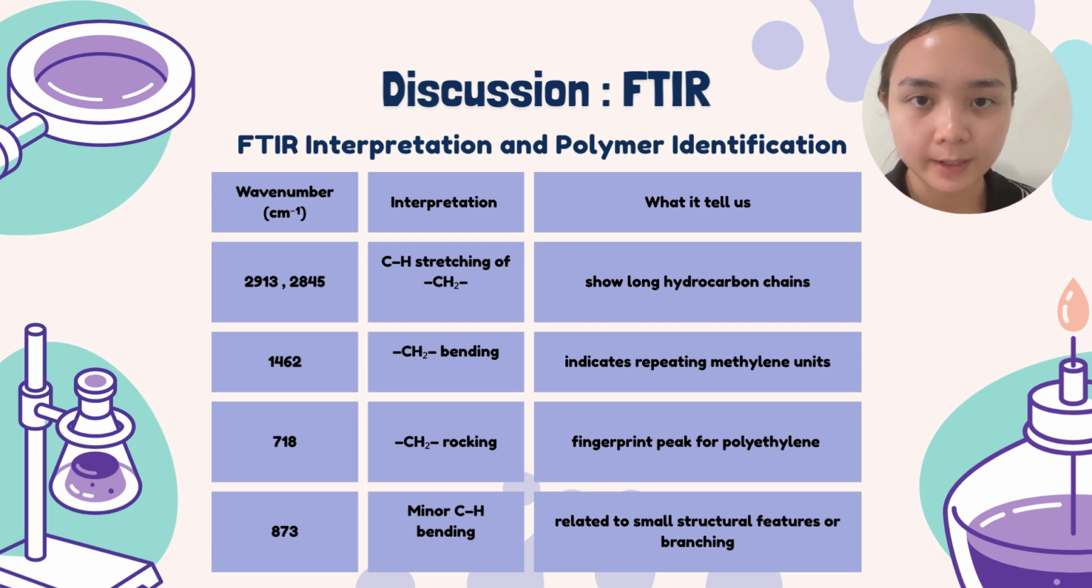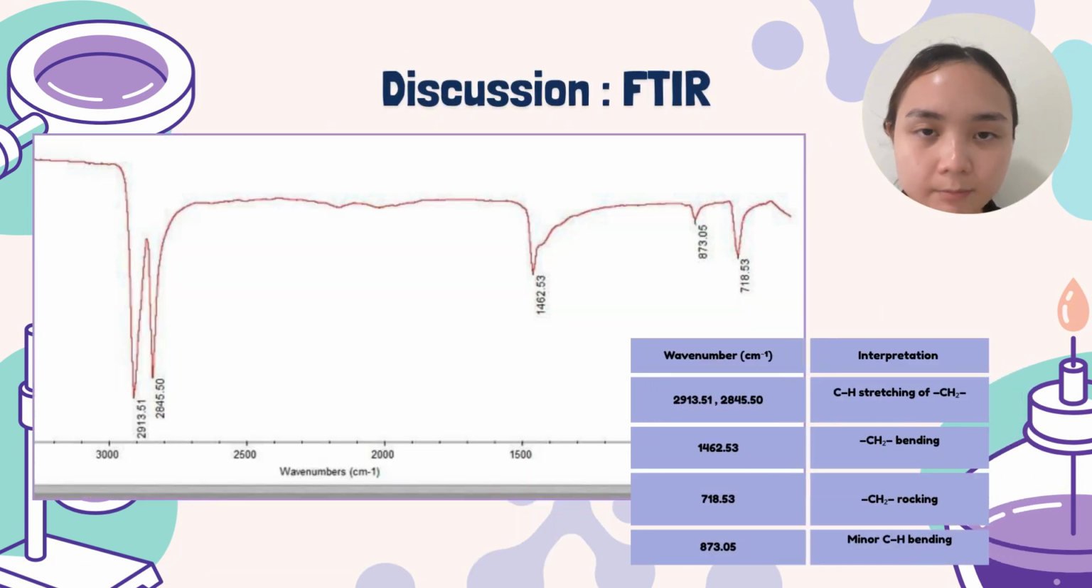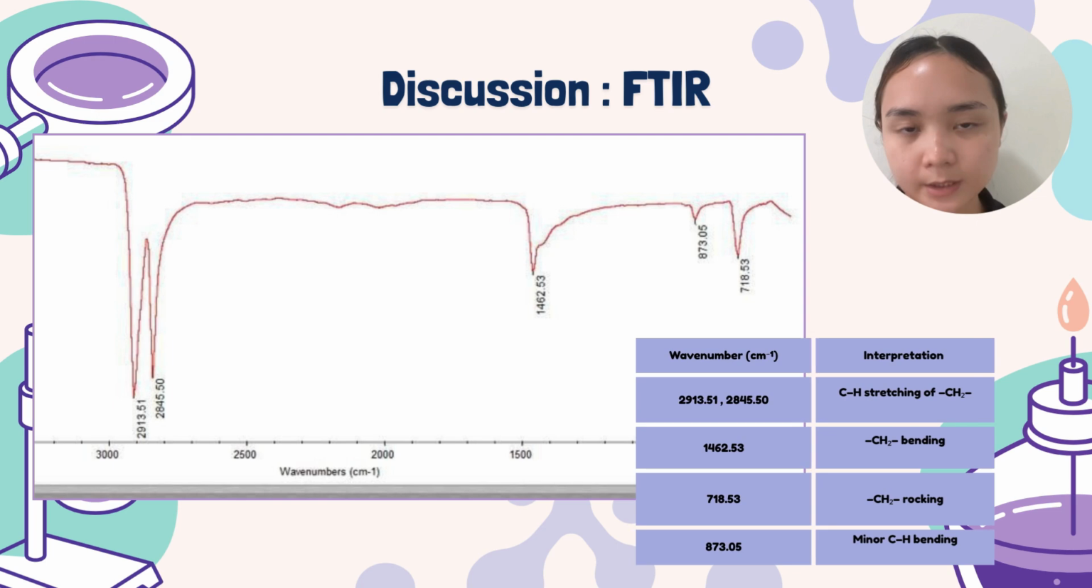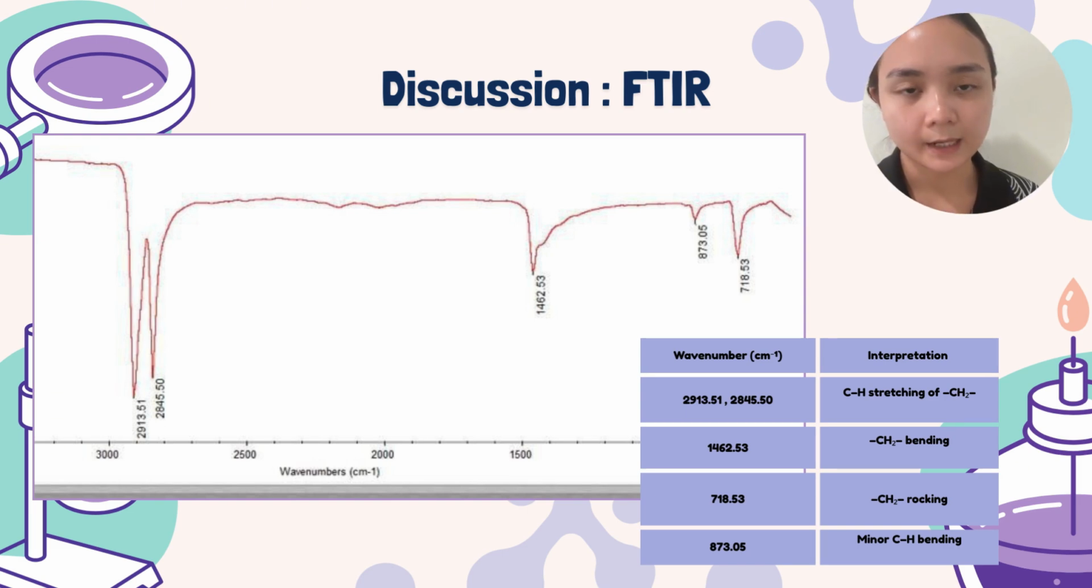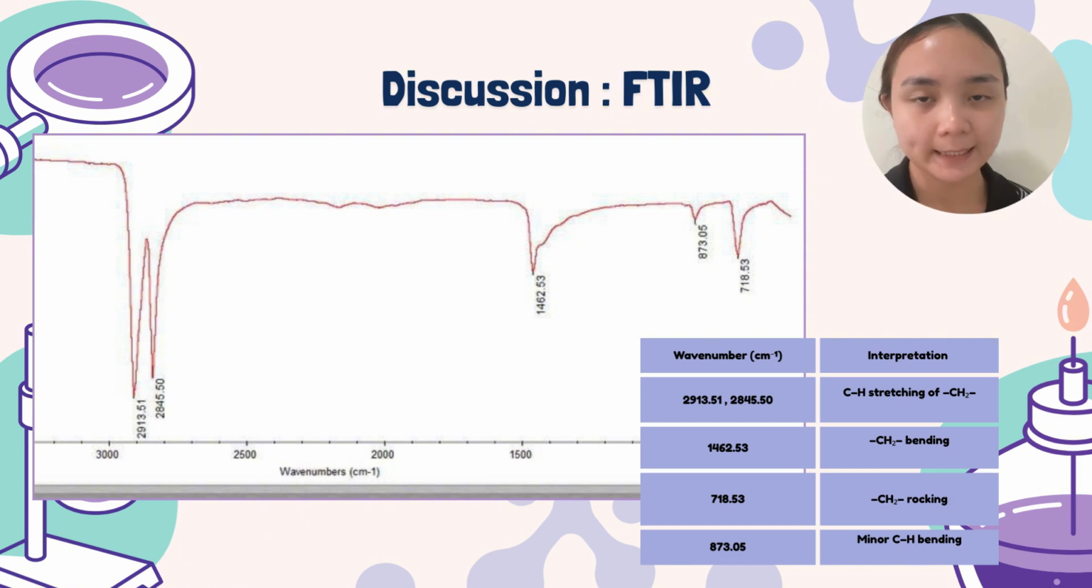A weaker peak is also present at 873 per centimeter. Even though this value is higher, the peak is less intense because it involves fewer molecular groups, possibly due to minor branching or structural irregularities. There are no significant absorption bands detected in the carbonyl or hydroxyl regions. This suggests that the plastic bag sample has not undergone significant oxidation or chemical degradation. Overall, based on the FTIR analysis, the plastic bag sample is identified as polyethylene. The dominant CH2 stretching, bending, and rocking vibrations indicate that the material is most likely low-density polyethylene, which is commonly used for flexible plastic bags.